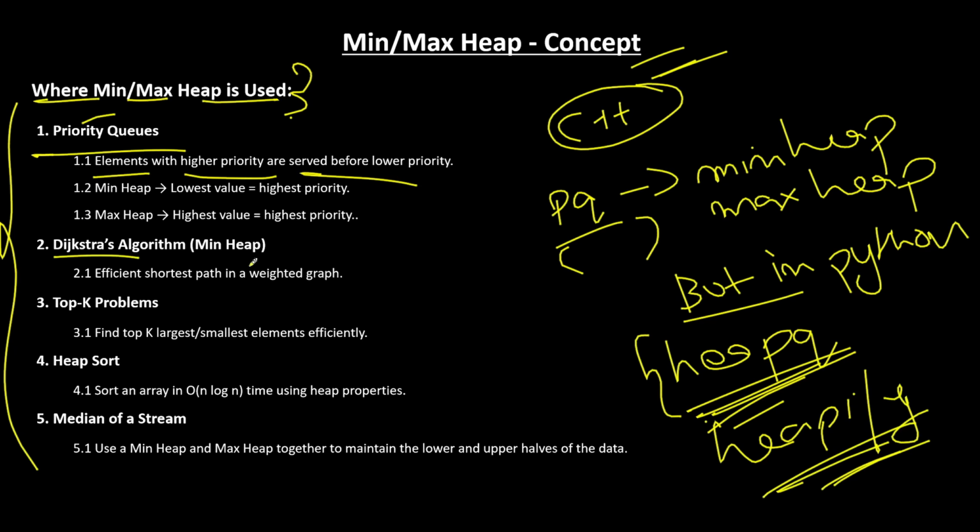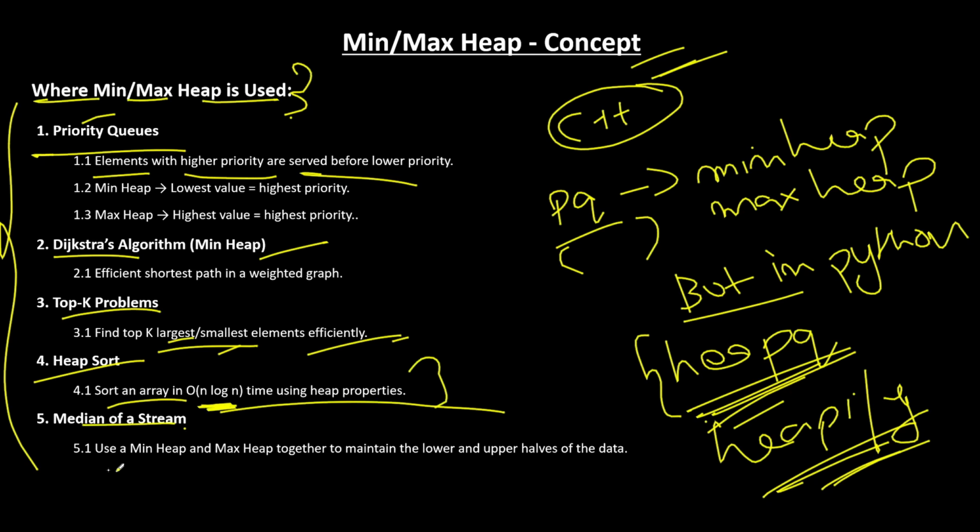Now, Dijkstra's algorithm uses this min heap concept. Top K problems use min heap concepts when we have to find the largest or the smallest element efficiently. Heap sort uses the min max concept and takes O(n log n) time complexity. Median of a stream uses min heap and max heap together to maintain the lower and upper halves of the data. So these are the questions, examples, or topics where you could use the min max heap concept. I hope you understood it. Now let's move to the next slide.